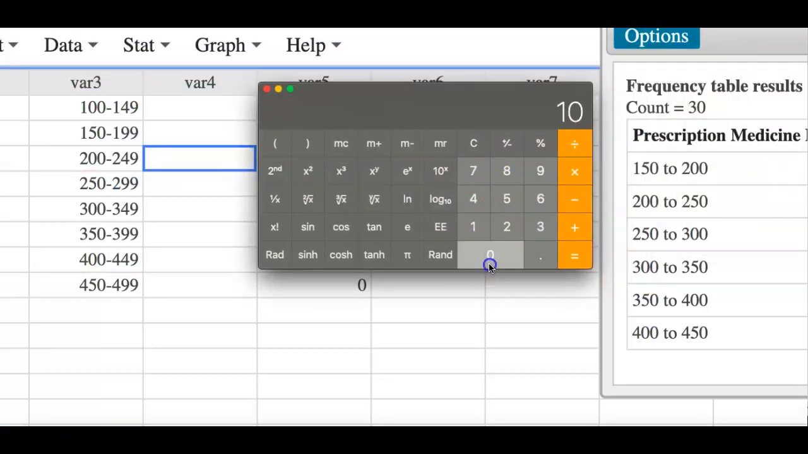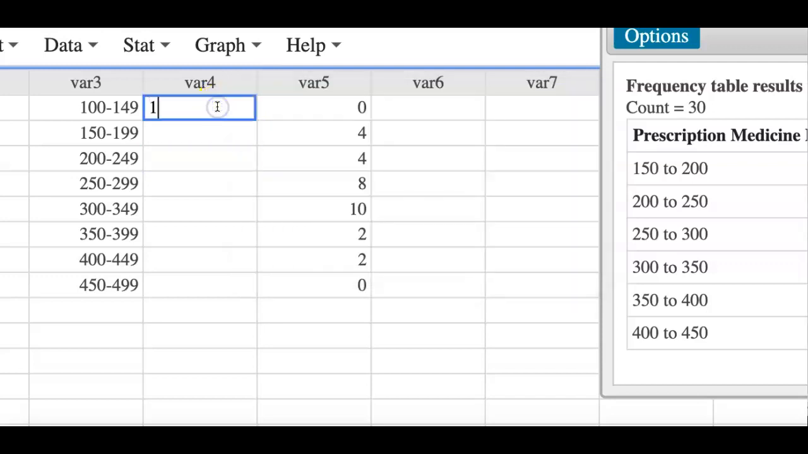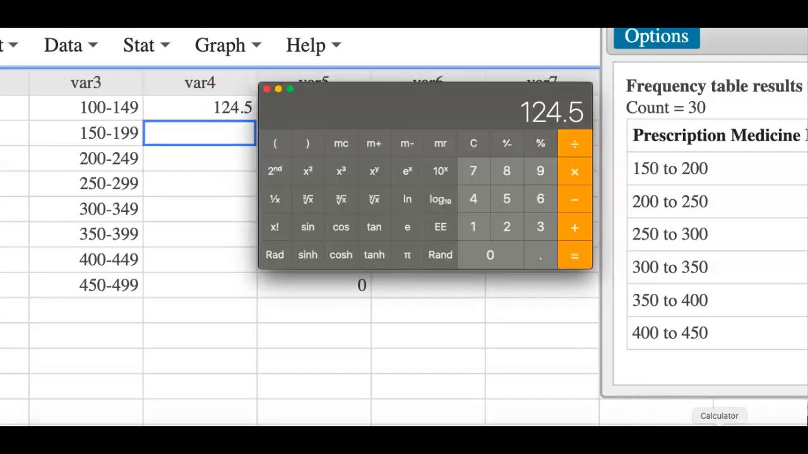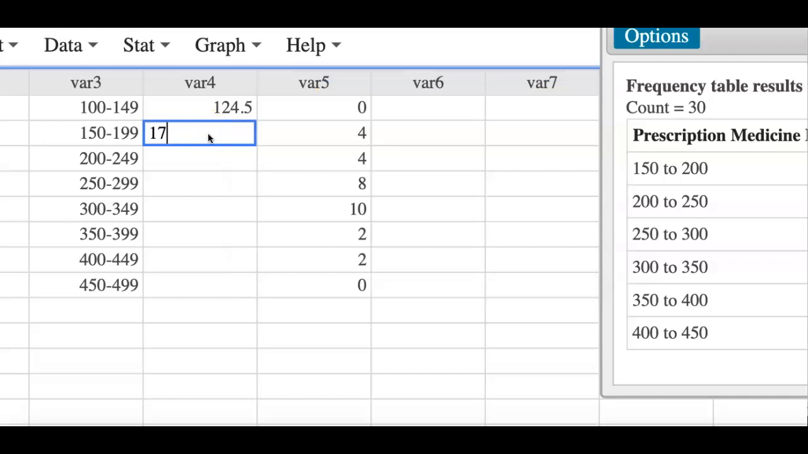You add 100, the lower limit, plus the upper limit, 149, and then divide by 2, which is 124.5. Next number, 150 plus 199, and let me divide that by 2. That doesn't look right. I'm going to try again. 150 plus 199, hit enter and divide that by 2. That's more like it. 174.5. And did you realize that we're going up by 50?